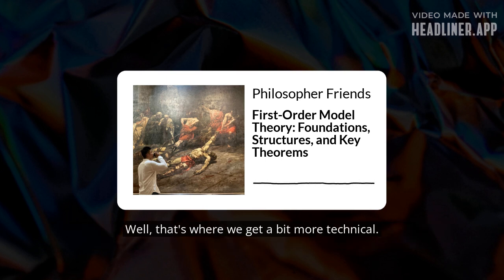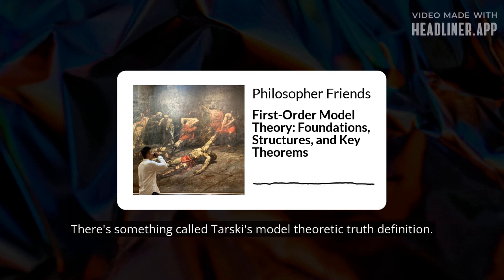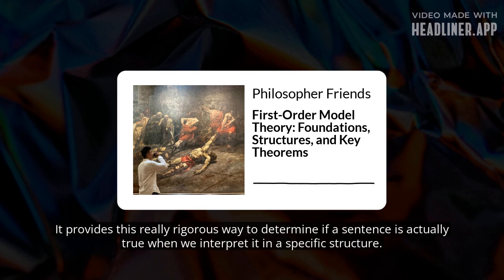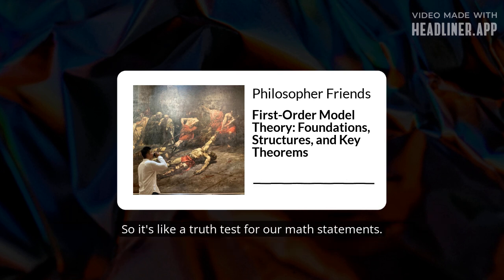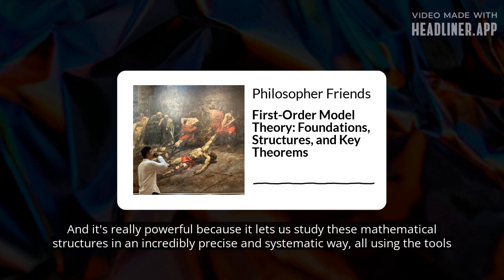Well, that's where we get a bit more technical. There's something called Tarski's model theoretic truth definition. It provides this really rigorous way to determine if a sentence is actually true when we interpret it in a specific structure. So it's like a truth test for our math statements. Precisely. And it's really powerful because it lets us study these mathematical structures in an incredibly precise and systematic way, all using the tools of logic.